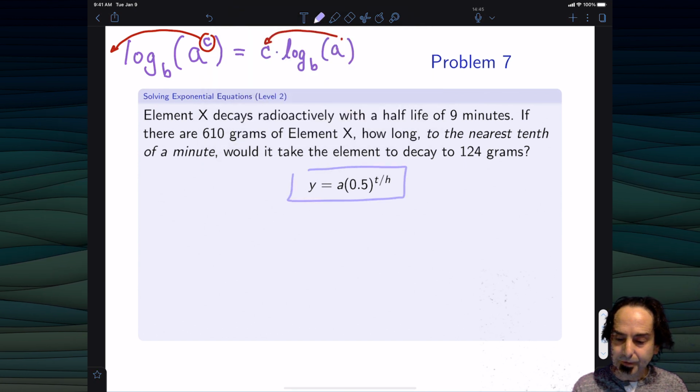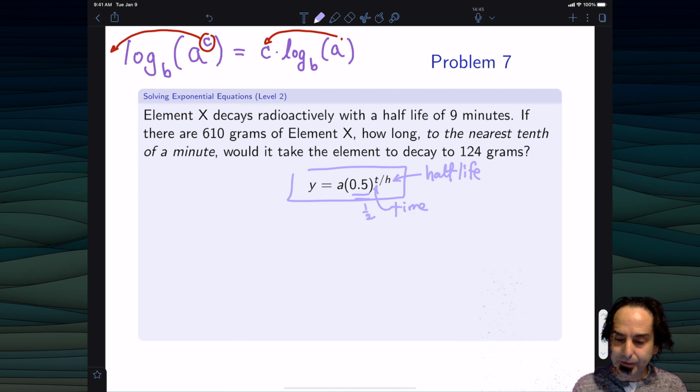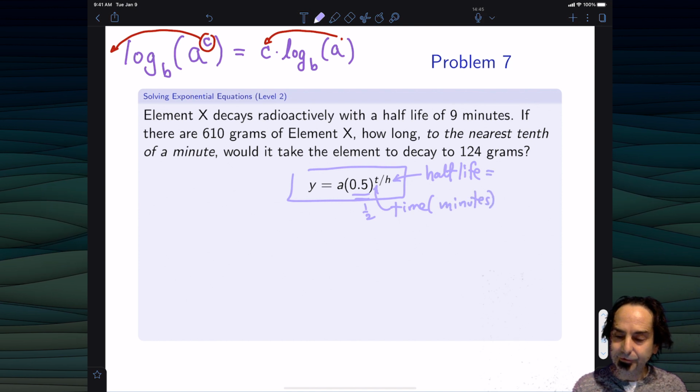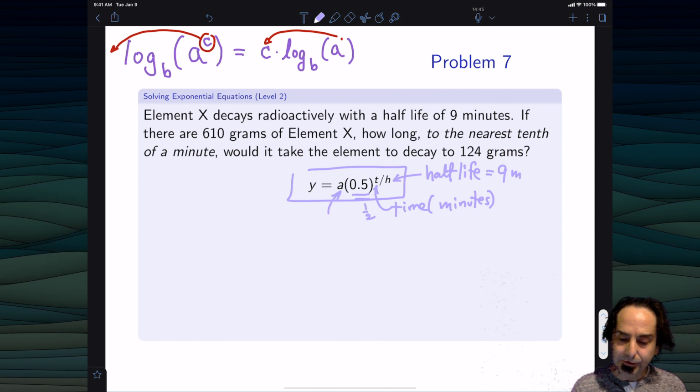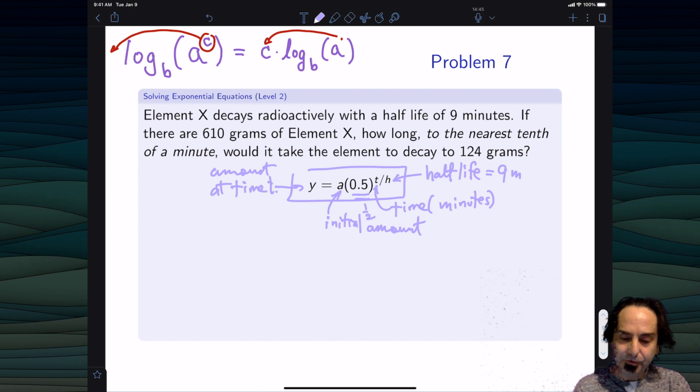We're given this formula, and notice that h is half-life, and there's 1/2. T is time, and in this problem, we're measuring in minutes. So the half-life itself is 9 minutes. And A is the initial amount, and Y is the amount at time t. So it's all in there, so we just have to fill things in.